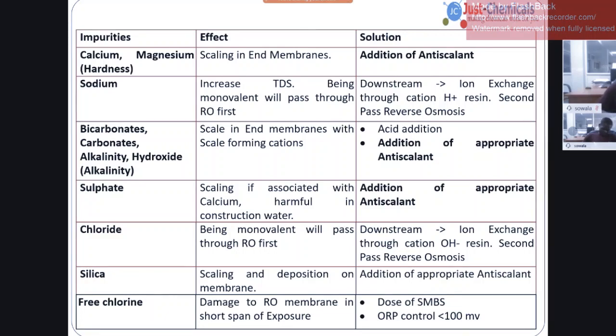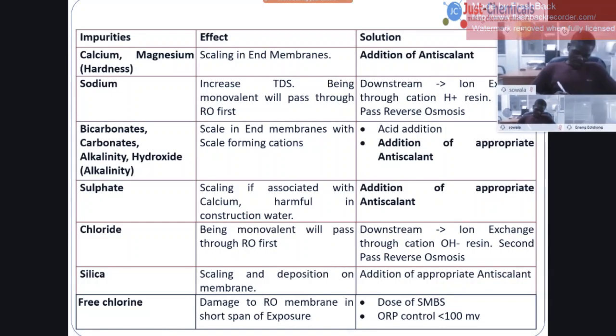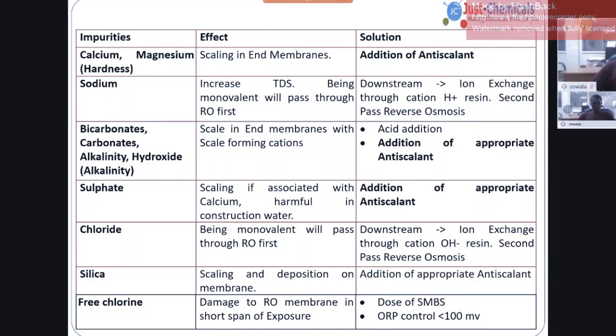Then free chlorine. Free chlorine damages the RO membranes in a short span of exposure. So if you expose RO membranes to free chlorine of about 2 ppm for 2 hours, your salt passage or the permeate conductivity will go double. How is it measured? You can measure free chlorine, but normally it has to be controlled through ORP, oxidation reduction potential, which is an online instrument, where the ORP should be less than 100 millivolts.